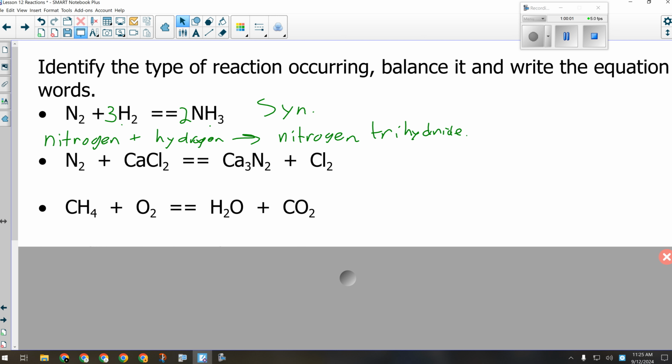Is that reaction balanced now? Yes. 2 nitrogens on both sides, 6 hydrogens on both sides. Yep, that's good now. That's all there is to it. How many people have done the second? Okay, I'm going to give you a little bit more time on the second one, and then we'll look at it together.